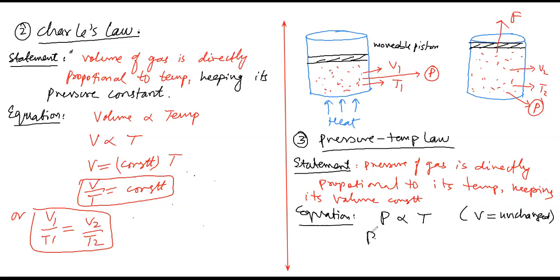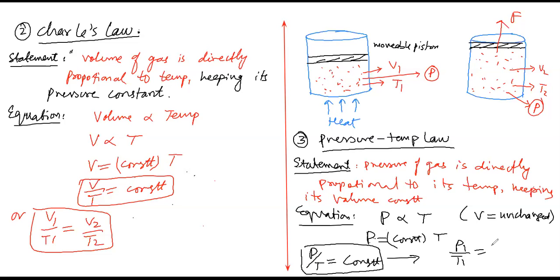So it means pressure is constant into T, because whenever you change proportionality into equality, you need to assign a constant. It means pressure over temperature is constant. So it also means that P1 over T1 equals P2 over T2. This will be the formula that you will use.